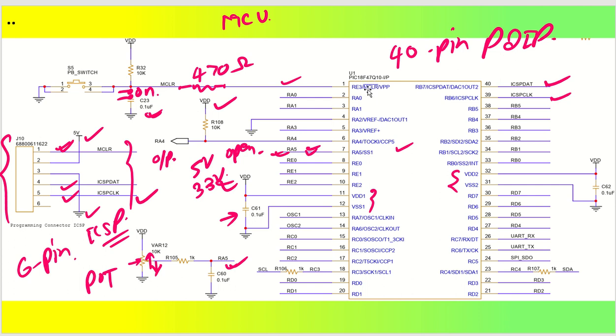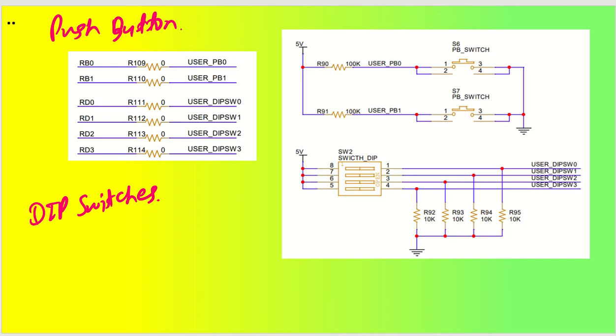So we were continuing with the circuit design of PIC18F47Q10. We had seen the power supply and different peripherals, let's say the programming connector, how to connect the reset switch, and how to connect the open drain pin. We had seen a small potentiometer connection as well. Now we continue with our user push button and user dip switches.